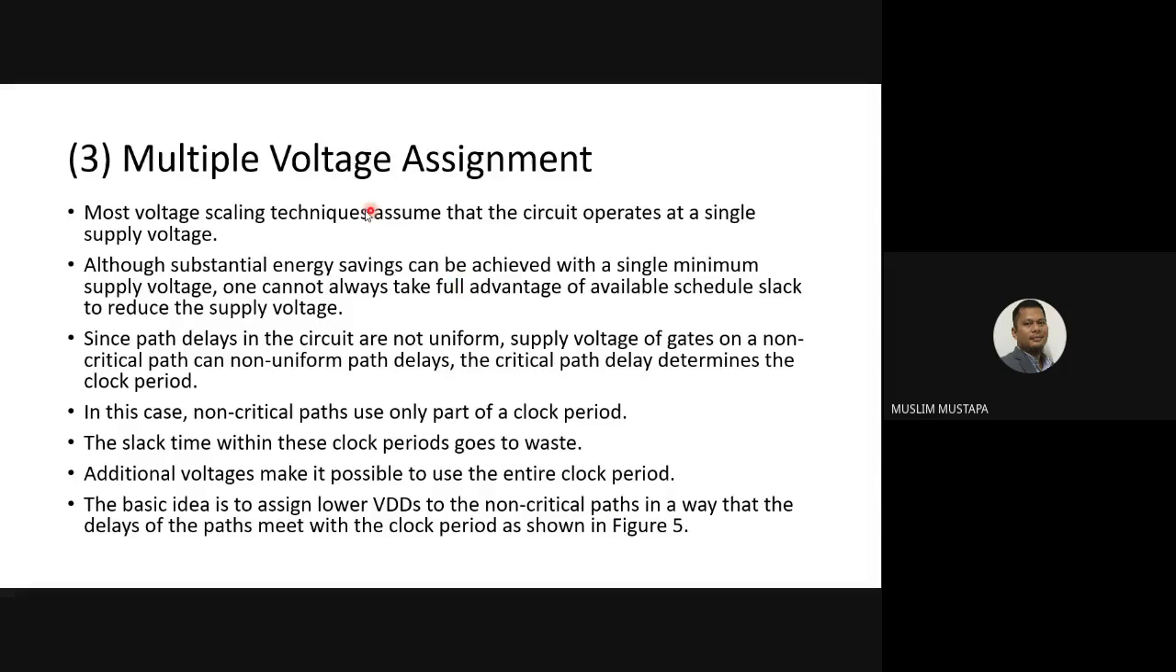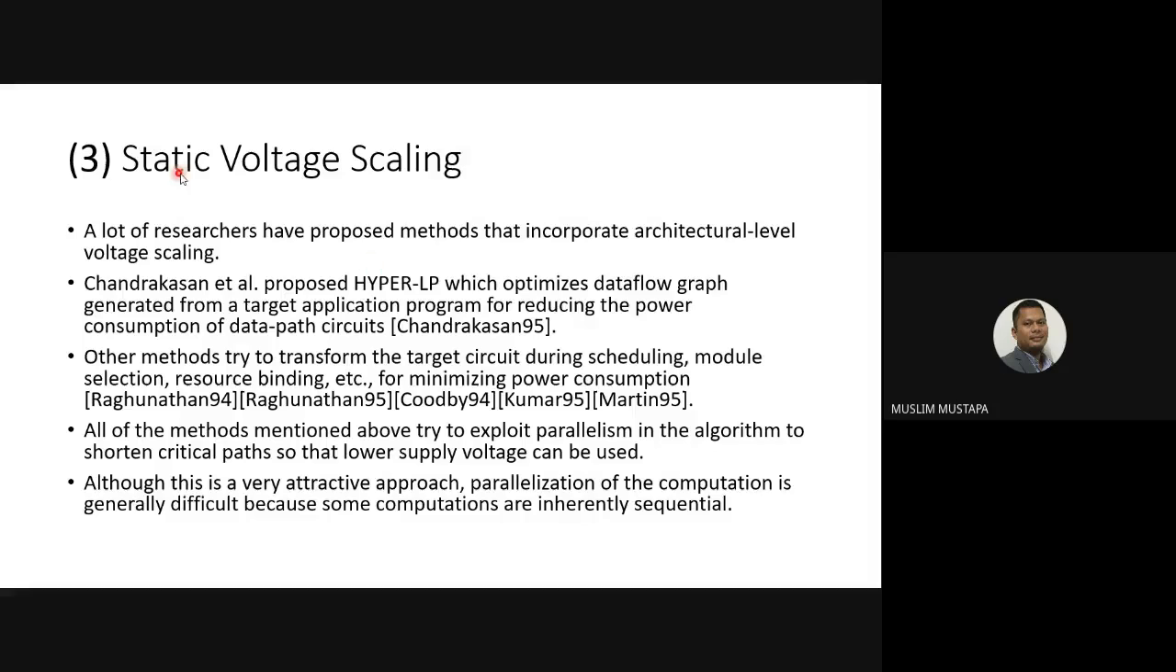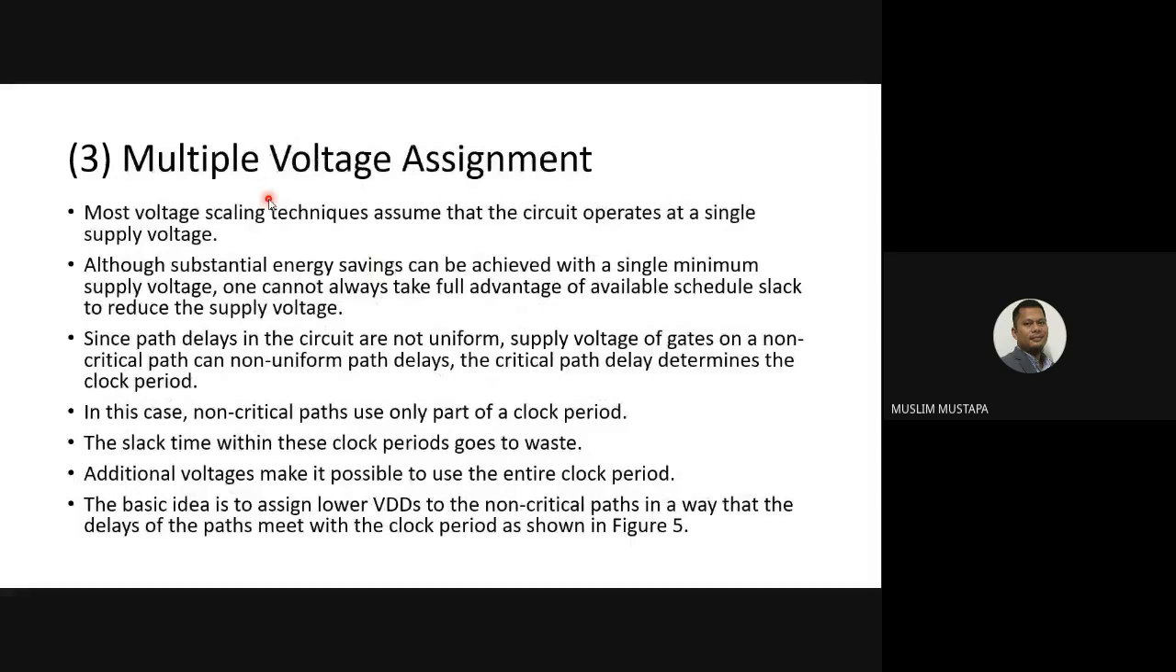Right, and then multiple voltage assignment. So this is static voltage scaling. So now we go into the second technique, where we can lower down the voltage without sacrificing our performance. So the second technique is by using multiple voltage assignment.